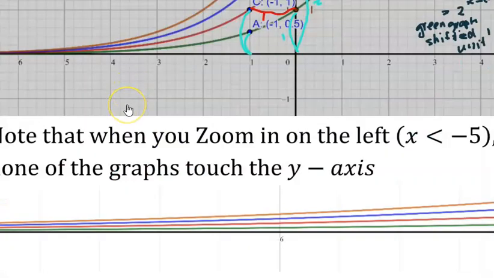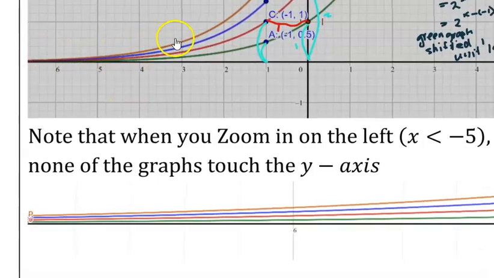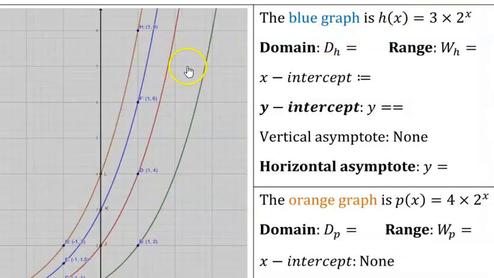What I want you to notice is that when we look at the graph there, which is on a smaller scale, it looks as if all these graphs cut or at least touch the x-axis. But if you zoom in, this is the value x equal to 6. Then you see they're going rapidly to the line y equal to 0, which is this line here, but they never touch the x-axis or the line y equal to 0. We had the green graph and the red graph.